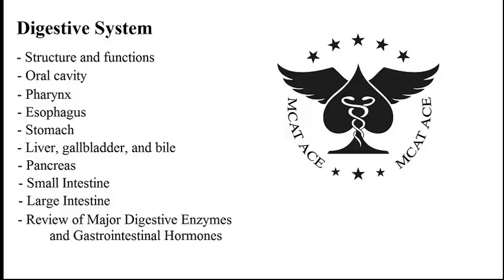In today's lecture we are going to go over the digestive system, starting with a description of the structure and functions of the digestive system, and then we will go over all the structures of the digestive system, starting with the oral cavity all the way to the large intestine. We will also explain other organs, like for instance the liver and pancreas, and their function in helping with the digestion and absorption of food. And then finally we will conclude our video by reviewing some of the major digestive enzymes as well as the gastrointestinal hormones, and then as always we will go over some practice questions, and that would be the end of the lecture after that.